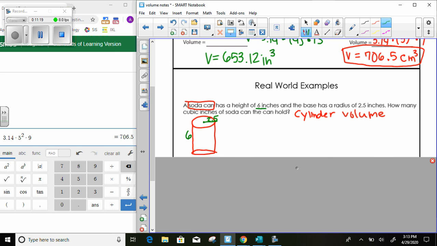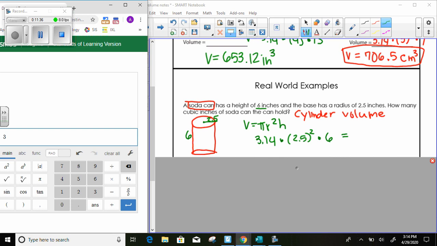So volume equals pi r squared h. So 3.14 times our radius of 2.5 squared times our height of 6. And you should get that the total volume of this soda can is 117.75 inches cubed.